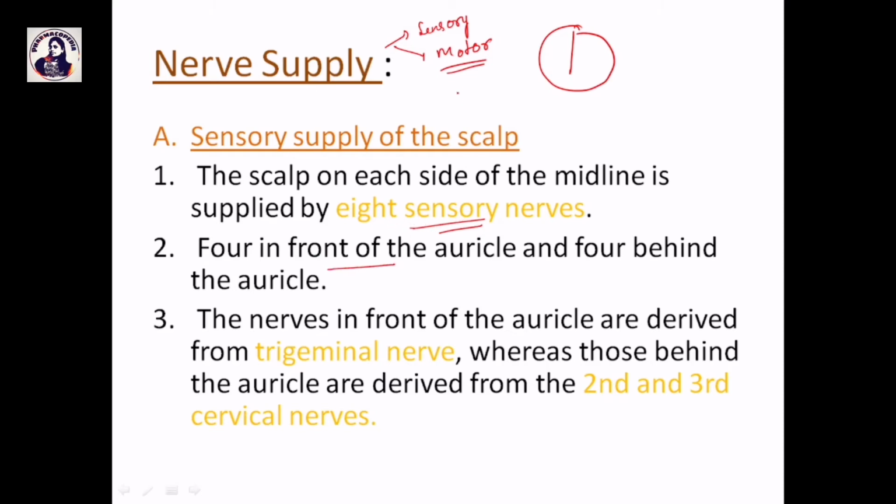4 इन फ्रंट ऑफ द ऑरिकल. इन फ्रंट ऑफ द ऑरिकल आपकी 4 nerves हैं, and behind the auricle also it is formed by the 4 sensory nerves. Okay, so the nerves which are present in front of the auricle are derived from the trigeminal nerve or the fifth cranial nerve, which is the largest cranial nerve, and behind the auricle they are derived from the second or the third cervical nerve.